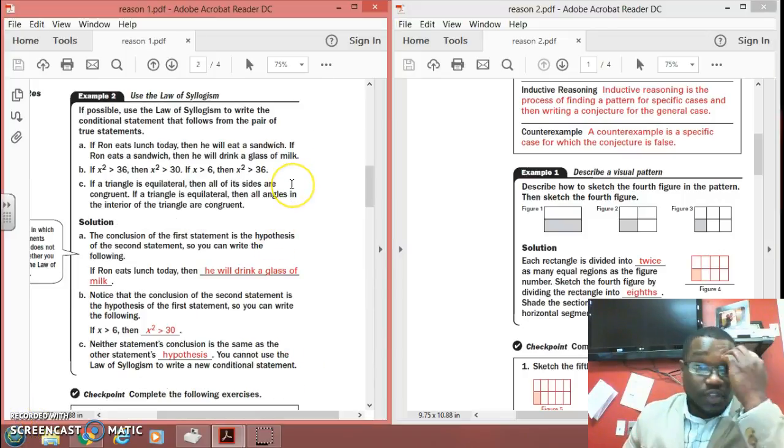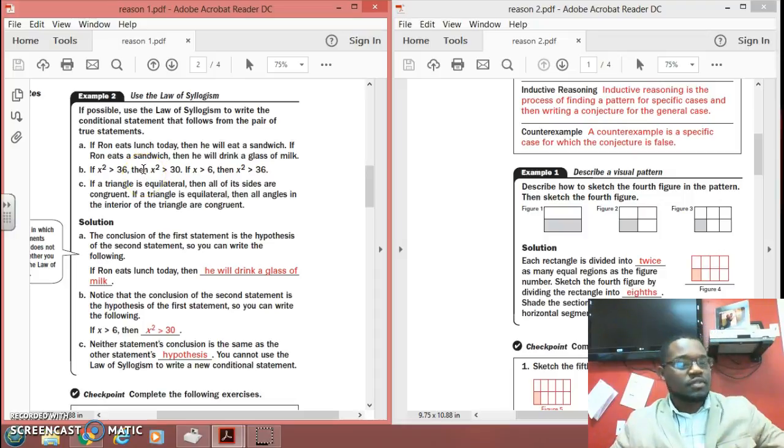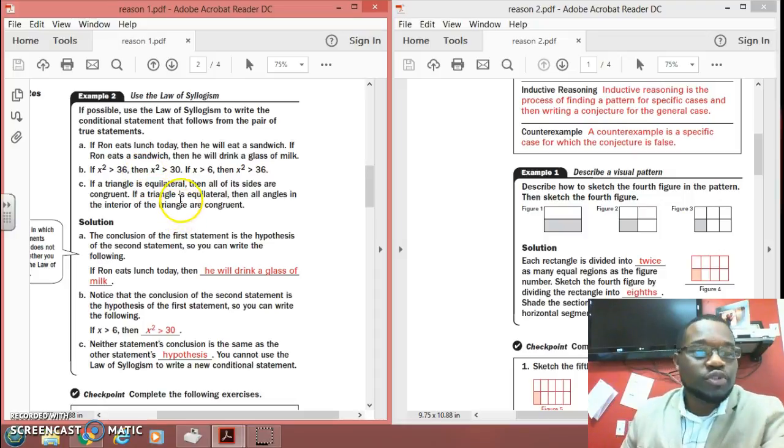Let's look at one for the law of syllogism, and we'll keep moving, and I want to show you what this is really about. If possible, use the law to write a conditional statement that follows the pair of true statements. Now, I have to tell you, this is not something that we're going to be doing a lot of. This is just kind of getting us in the process of thinking about how we're going to be approaching some upcoming problems. If Ron eats lunch today, then he will eat a sandwich. If Ron eats a sandwich, then he will drink a glass of milk.